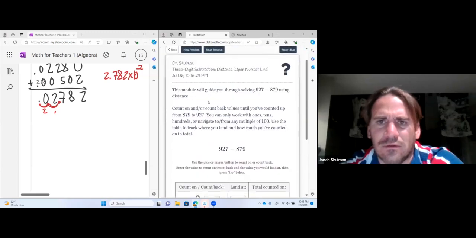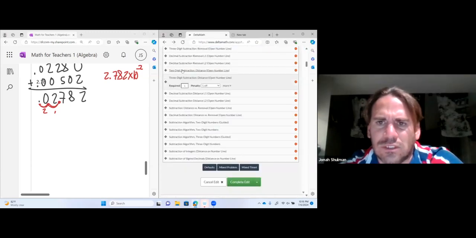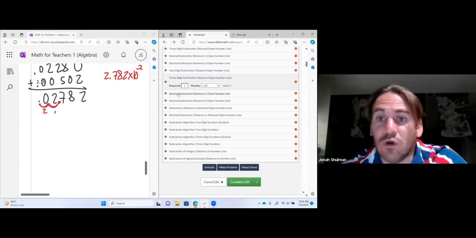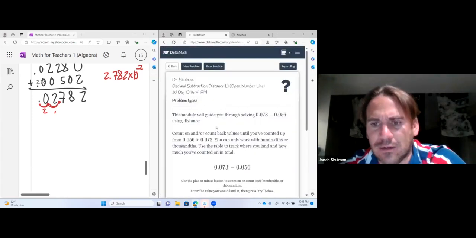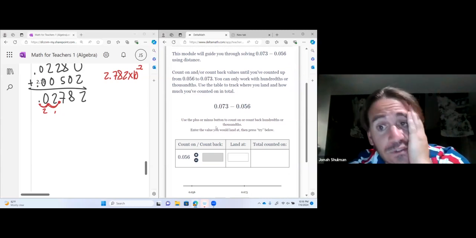This is the one we just did. Okay, good. So we just did the 3-digit numbers on the number line. Now let's do decimal subtraction with a number line set up by hand like we were doing it. Okay, so cool. This one looks crazy.